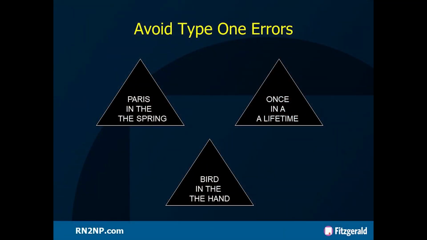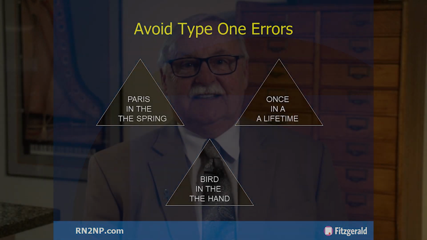If you think it says Paris in the spring, once in a lifetime, and bird in the hand, you've just made 3 type 1 mental errors. It says Paris in the spring. It says once in a lifetime. And it says bird in the hand. Did you miss it? It doesn't get any bigger than this. So that's what I call the type 1 mental error. We have ways to help improve that by giving you control over information.